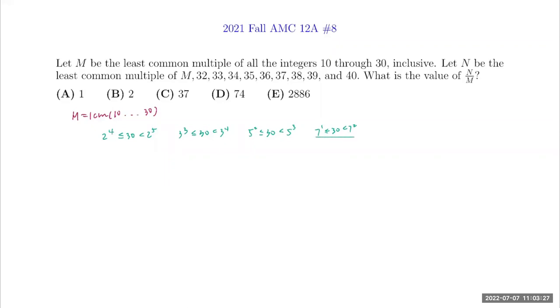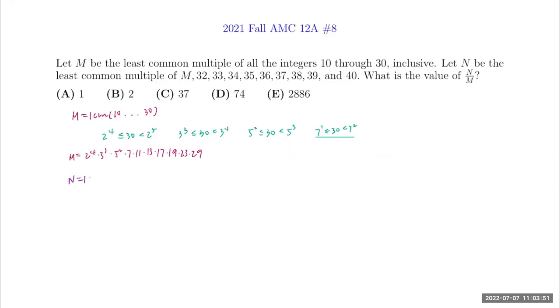So we can write m as 2 to the 4th times 3 cubed times 5 squared times 7, 11, 13, 17, 19, 23, and 29. 29 is the greatest prime that's still less than 30. So then we realize, okay, this is m. Now, how can we write n?